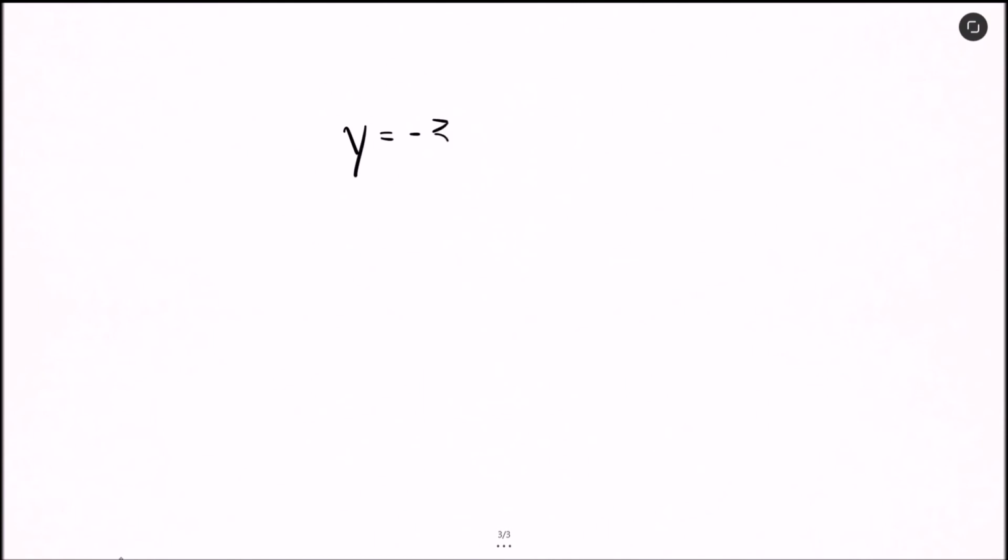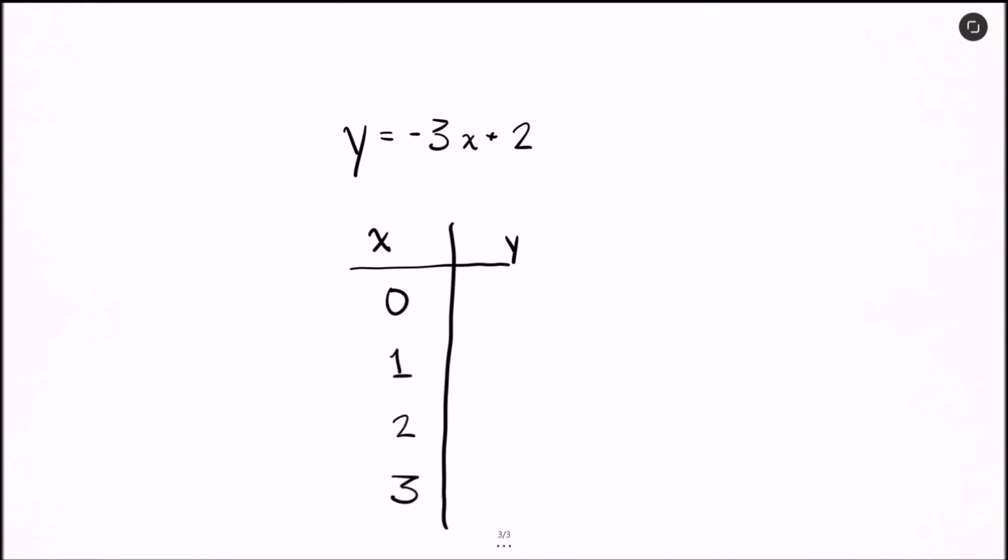But that's not always the case. Take a look at this equation, y equals negative 3x plus 2. In this equation, we see that as x increases, the value of y actually goes down. And so, like we said earlier, y is entirely dependent on x and what is happening to x.